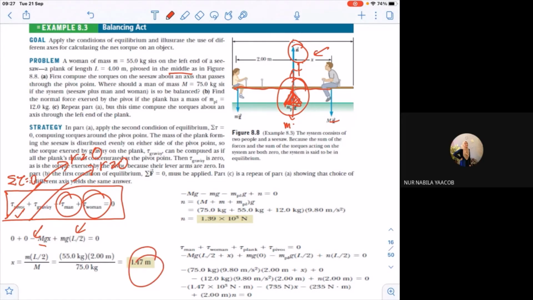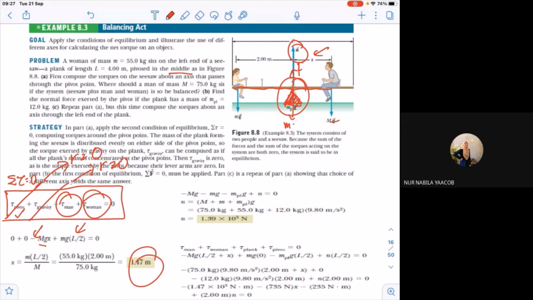1.47 meters. Okay, part B. Find the normal force exerted by the pivot if the plank has a mass, in the second situation, which is slightly different from A. In part B, the plank has mass. This is good, where you can apply some equations that involve the mass of the plank.